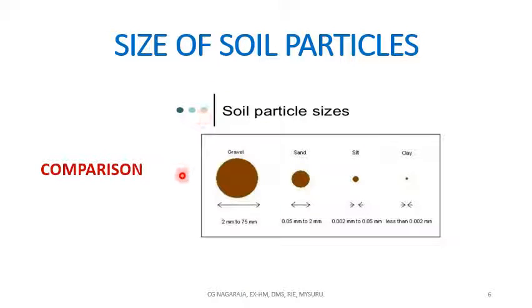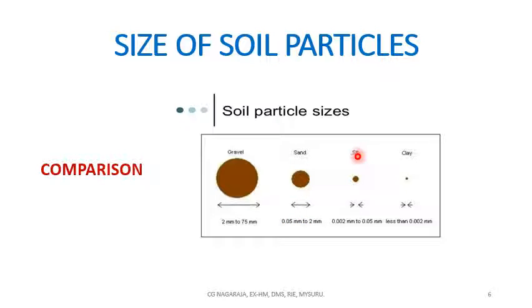I have shown you a comparison of soil particles. If you look at the gravel, it is much bigger in size. It may be 2 millimeters to 75 millimeters in size. Sand is much smaller, and that may be 0.05 millimeter to 2 millimeter in size.